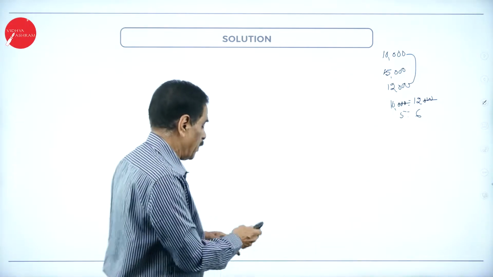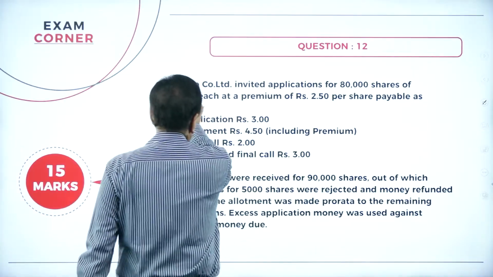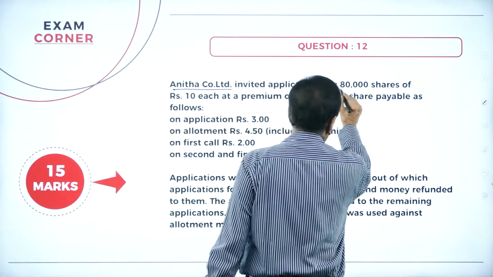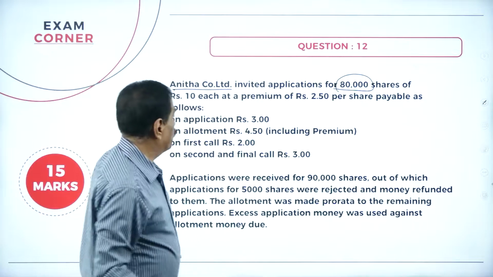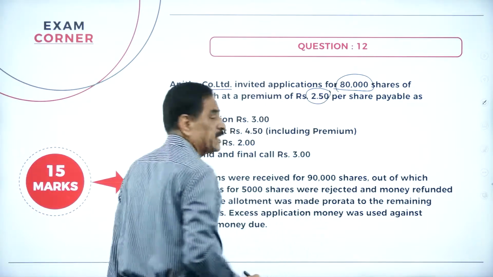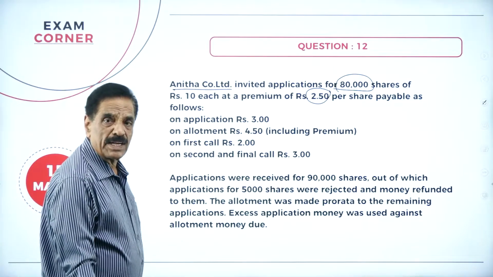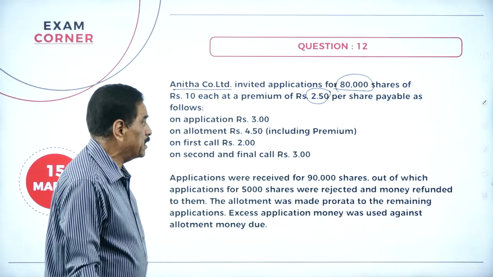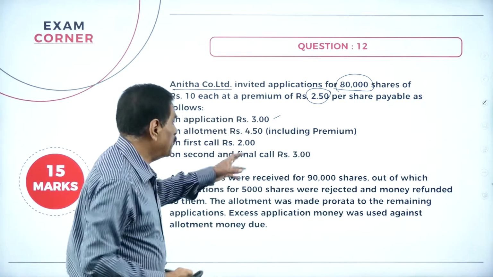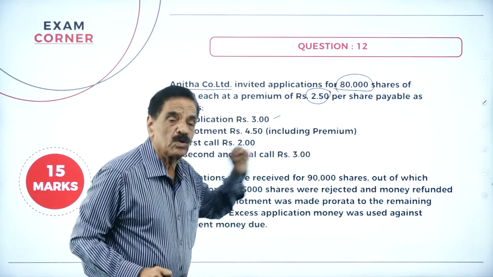So we'll go through the problem now. Anita Company Limited invited applications for 80,000 shares of rupees 10 each at a premium of 2 rupees 50 paisa. What's the real value? 10 rupees. The extra money is 2 rupees 50 paisa. Share payable: on application, he has to pay 3; on allotment, 4 rupees 50 paisa, including the premium.